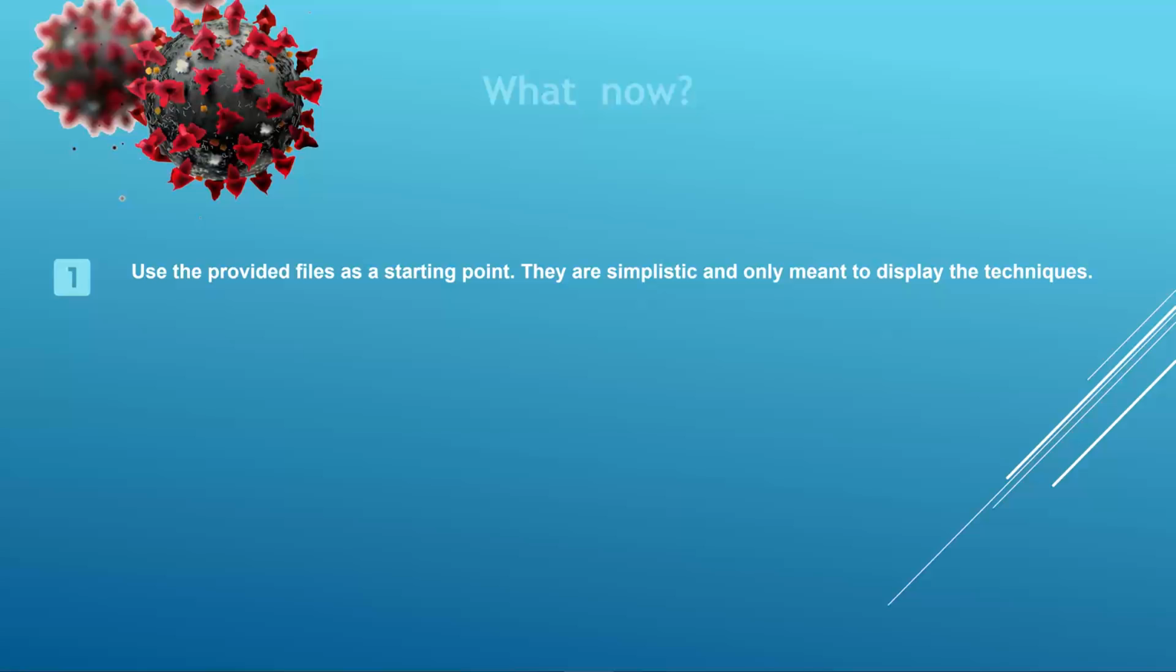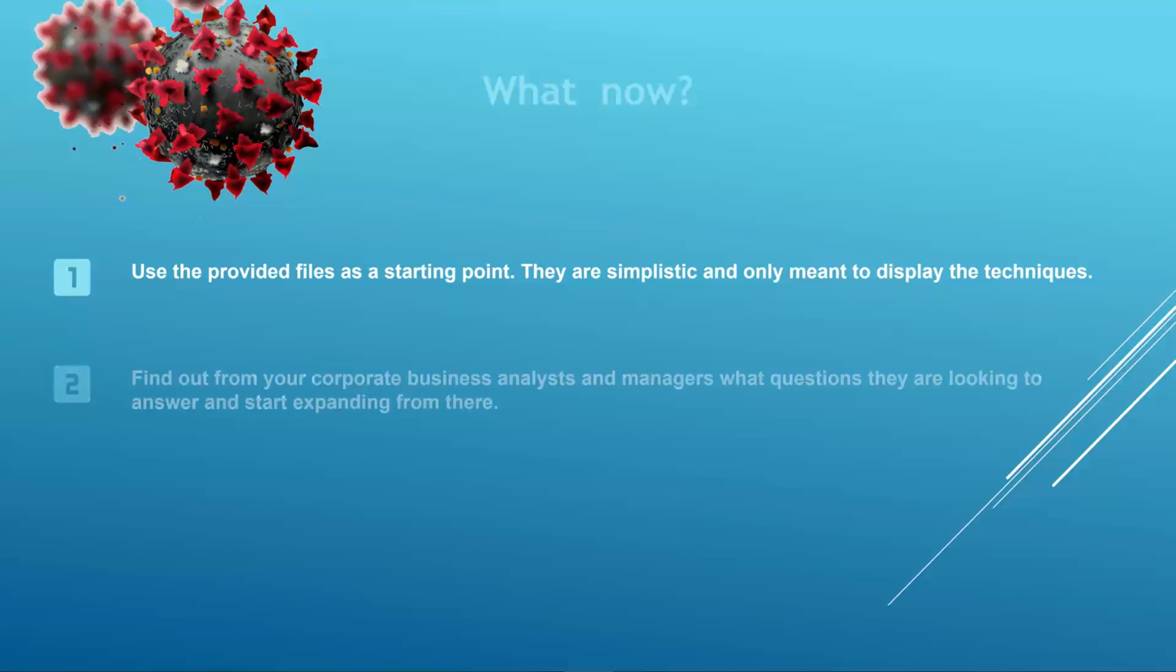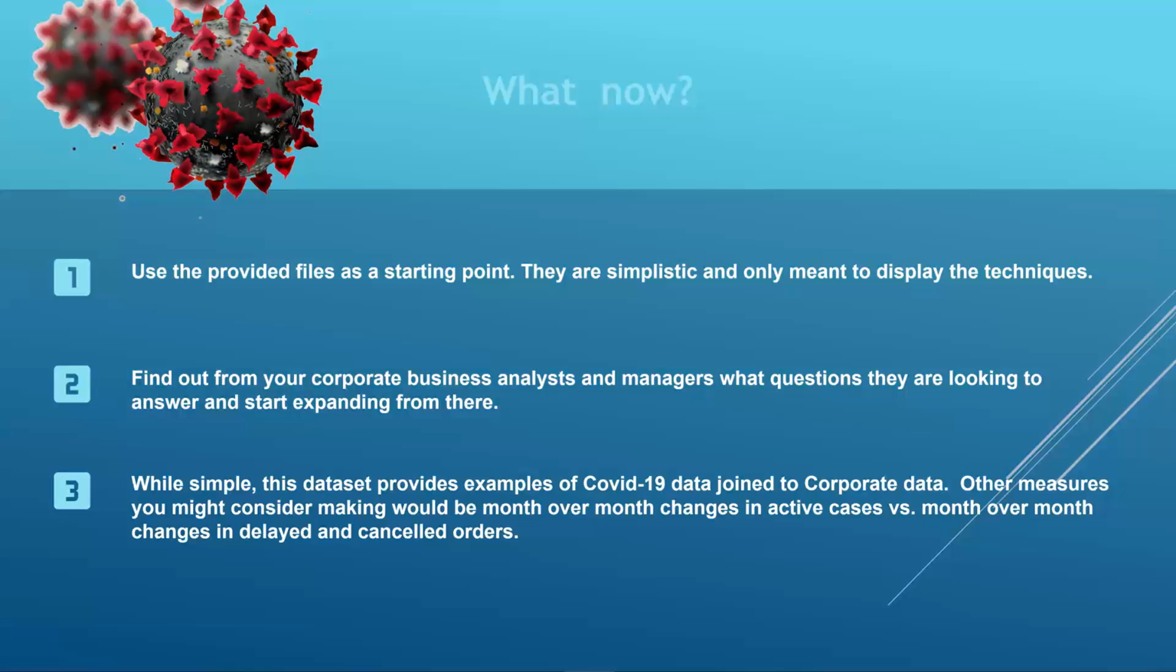We're going to use the provided files as a starting point. Then you're going to need to find out exactly what data your company needs. You are probably not going to need the same things that I'm showing today. You're going to want to consider other options that you might want to display. I've only provided a small set of measures to show how this can be done. There's a lot of other things you would want to look at.